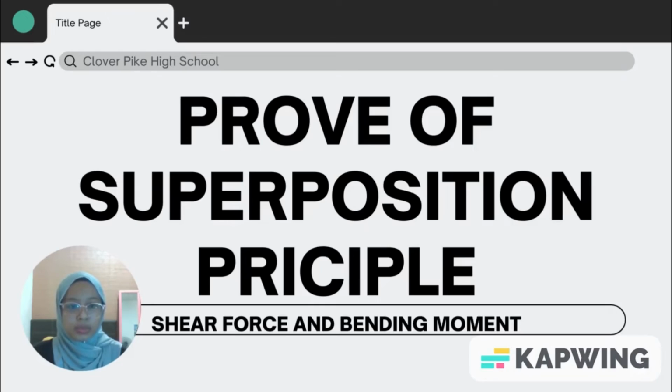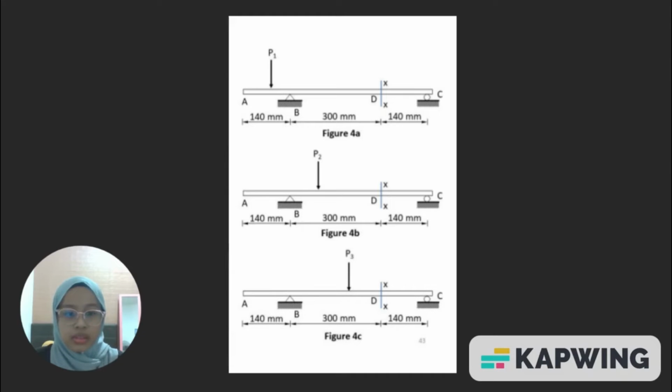Next is the experiment for proof of superposition principle of shear force and bending moment. So, firstly, we obtain the measured and calculated bending moment and shear force at point D, which is the section XX, for these three figures. So, the first one is where the load is between A and B. The second one is 1/3 from point B, and for case 3, the load is at about 2/3 from point B.